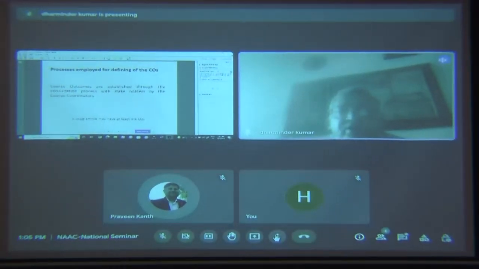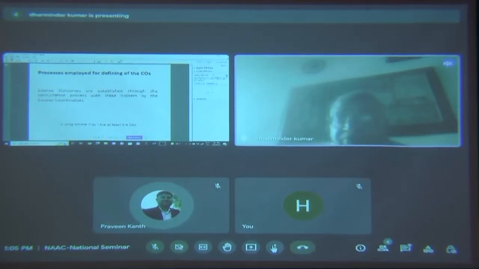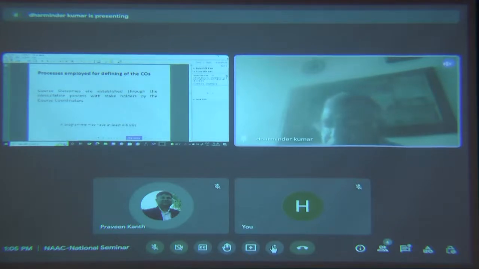Okay. Then the lowest unit is the course outcomes. Course outcomes are established through the consultation process with the stakeholders by the course coordinators. And normally every course may have 4 to 6 COs. So basically the philosophy is that a CO is the lowest unit, meaning course outcomes will help to achieve POs, and in turn POs will help to achieve your PEOs, and finally that will help to achieve your vision and mission statement. So the lowest unit is the CO, and finally your vision and mission with the help of PEOs.